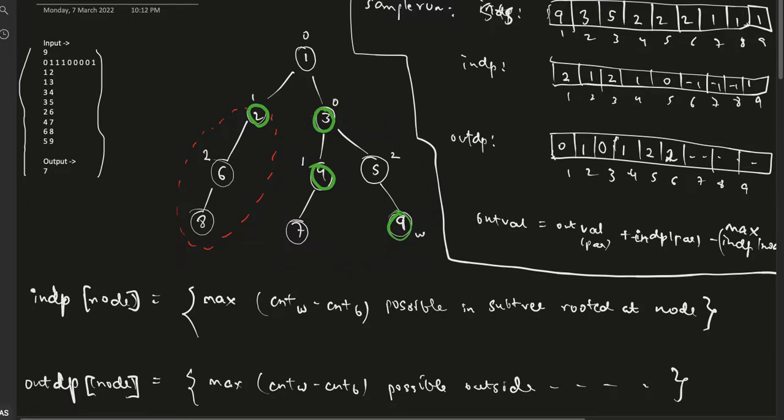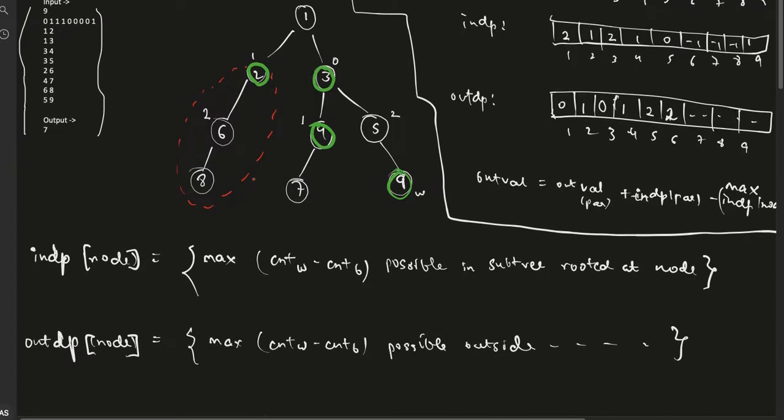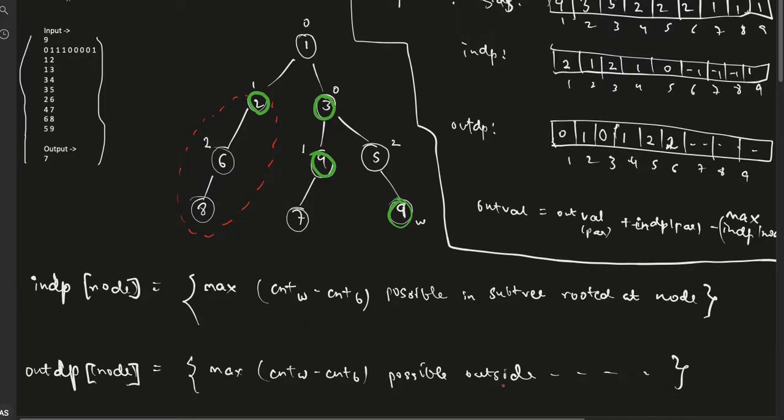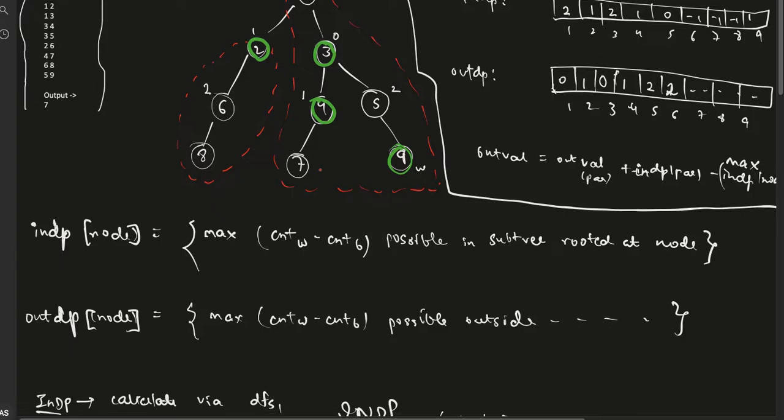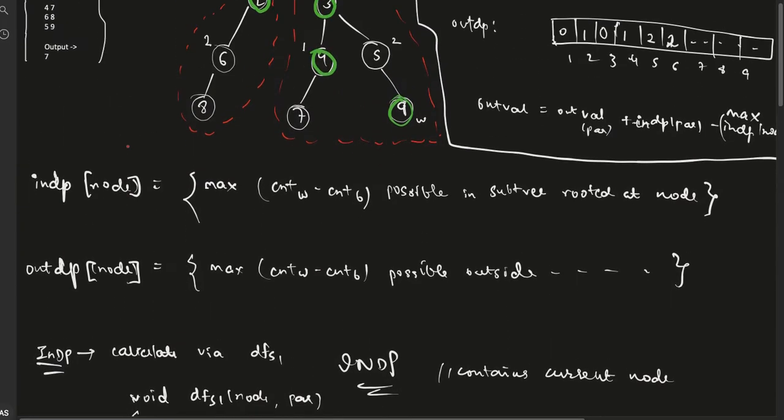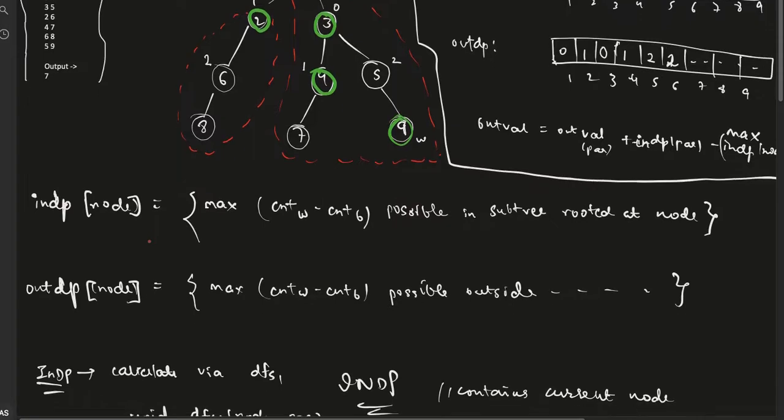now we have defined Ndp, now we define out dp, where out dp is the maximum count w minus count b possible outside the subtree rooted at node. So in this example, out dp of node would be all the maximum count w minus count b possible in this subtree. Okay, and similarly out dp of 3 would have been this, right? Once we have cleared these two definitions, we'll see how these two are useful in solving the question.